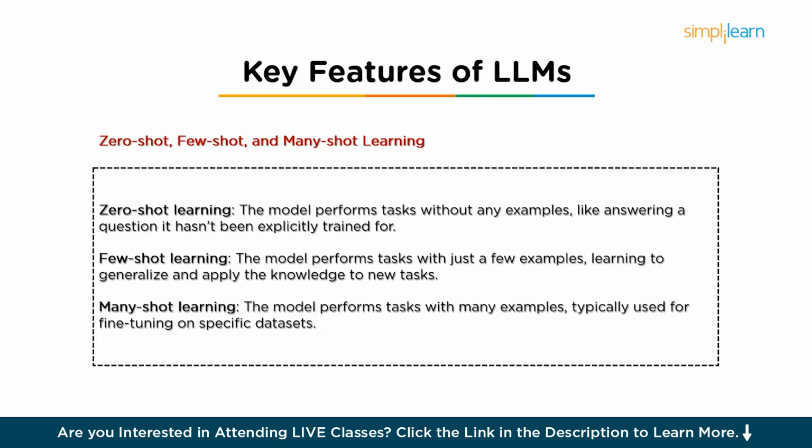Then we have few-shot learning, which performs tasks with just a few examples to guide the model. For instance, if given a few examples of how to summarize articles, the model can generalize and apply this to new articles. And then we have many-shot learning, which performs tasks with many examples, which is the typical case for fine-tuning on a specific dataset. This flexibility allows LLMs to handle a wide range of applications without needing extensive retraining for each task.